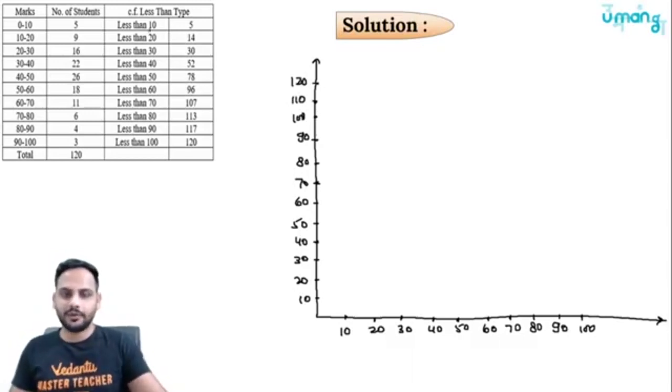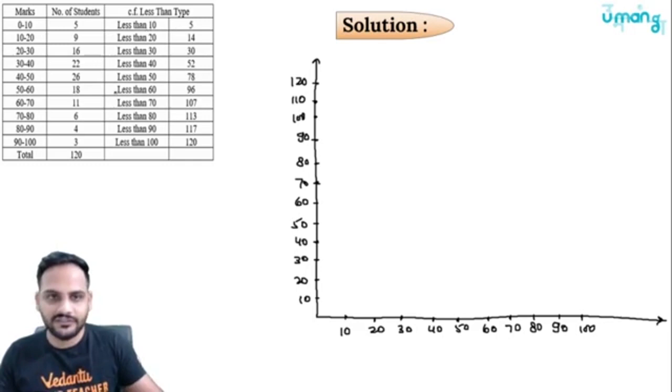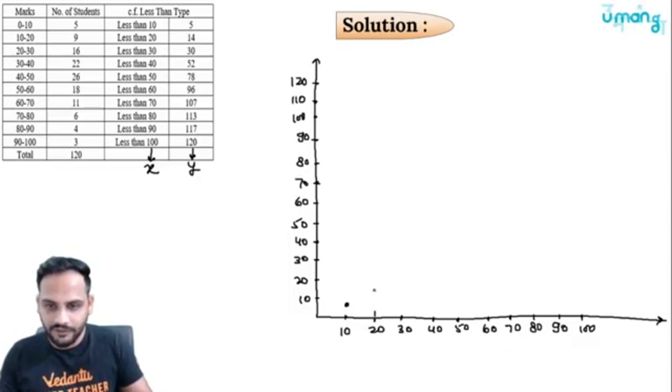First point I'll put will be 10, 5. So this will be representing your x coordinate, this will be representing your y coordinate. So 10, 5 will be somewhere over here. Then 20, 14. 20, 14 will be somewhere over here. Then 30, 30. So 30, 30 is over here. Okay. 40, 52. So 40 and 52 will be somewhere here, a bit above. So 40, 52 is over here.